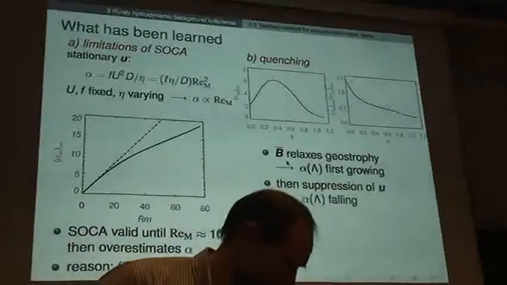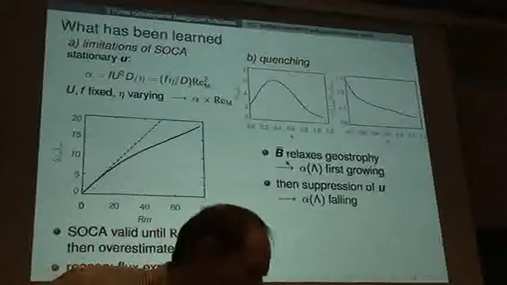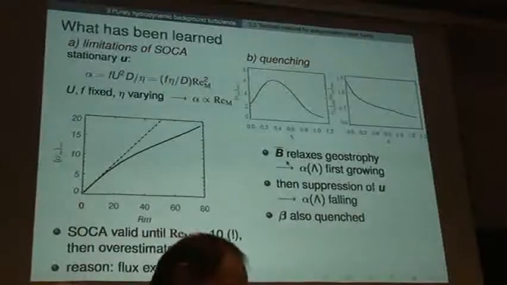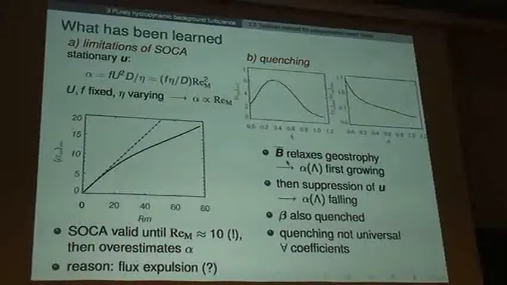First, B acts not only in the sense of quenching, it may even amplify, and the reason is the relaxation of the geostrophic constraint. Because it's a rapidly rotating system, you have the Taylor-Proudman theorem, but if there is a significantly strong magnetic field, it relaxes this constraint, and you might get a higher value of alpha, but later on the turbulence is suppressed by the magnetic field. And the second thing is, not all the mean field coefficients are quenched in the same way. You see it here, the ratio of two coefficients depends on the mean field itself.